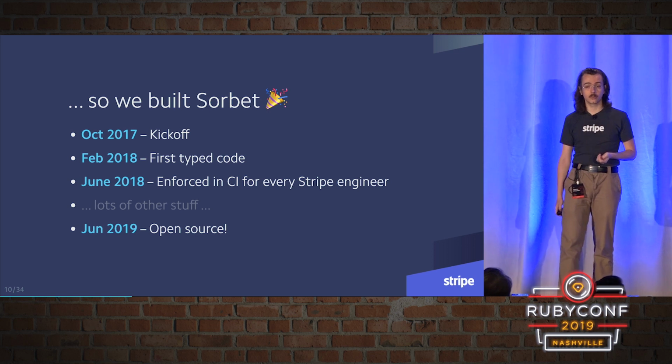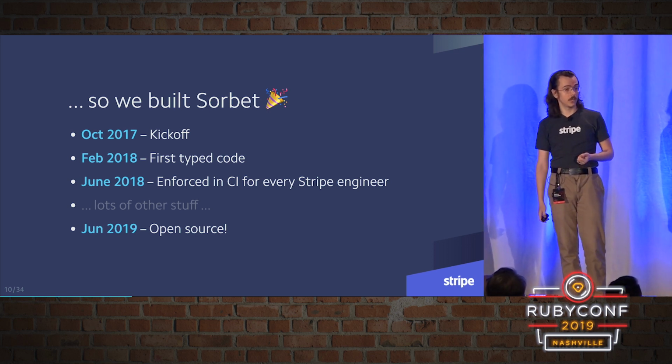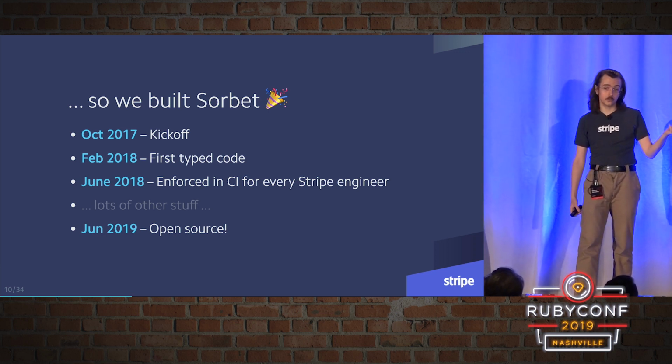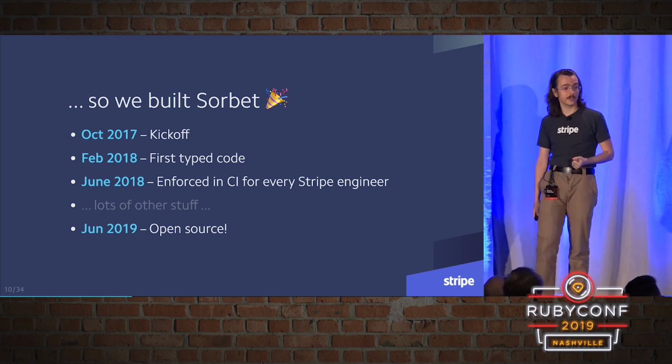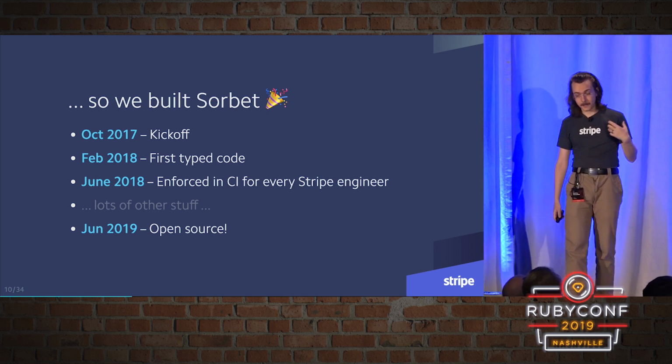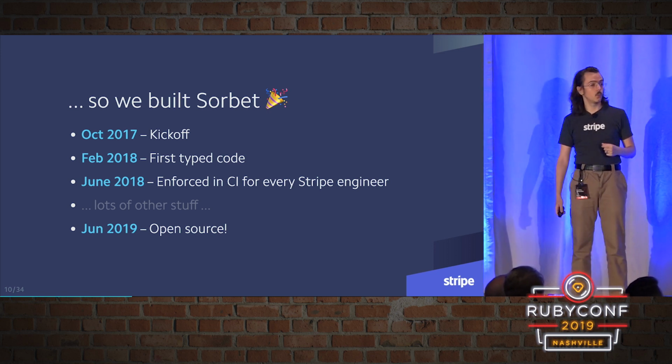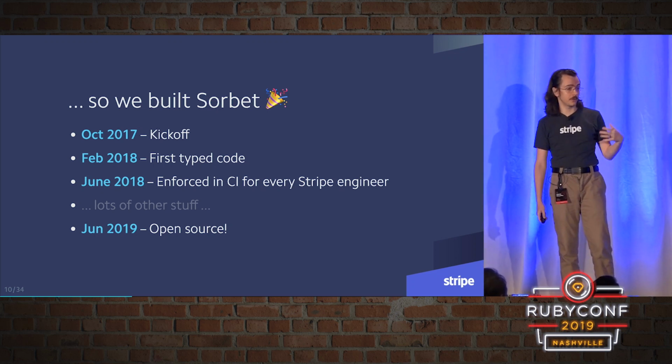But unfortunately, it was too slow to work in our code base. It would have taken literally hours to do a single type checking run there. So it would be slower than our test suite even. So because of this, we decided to implement our own thing. In February 2018, we typed the first production code in the real world.